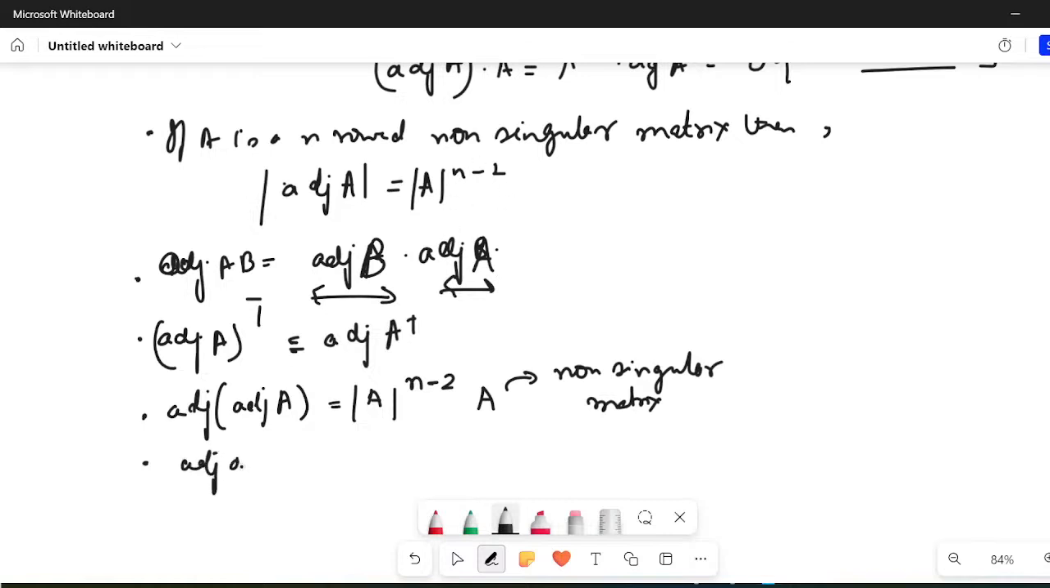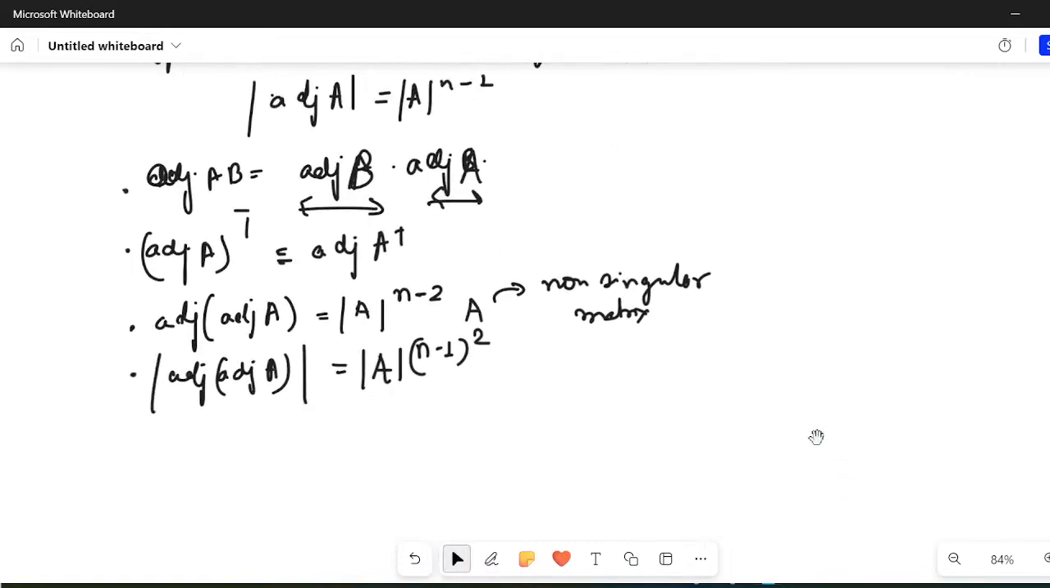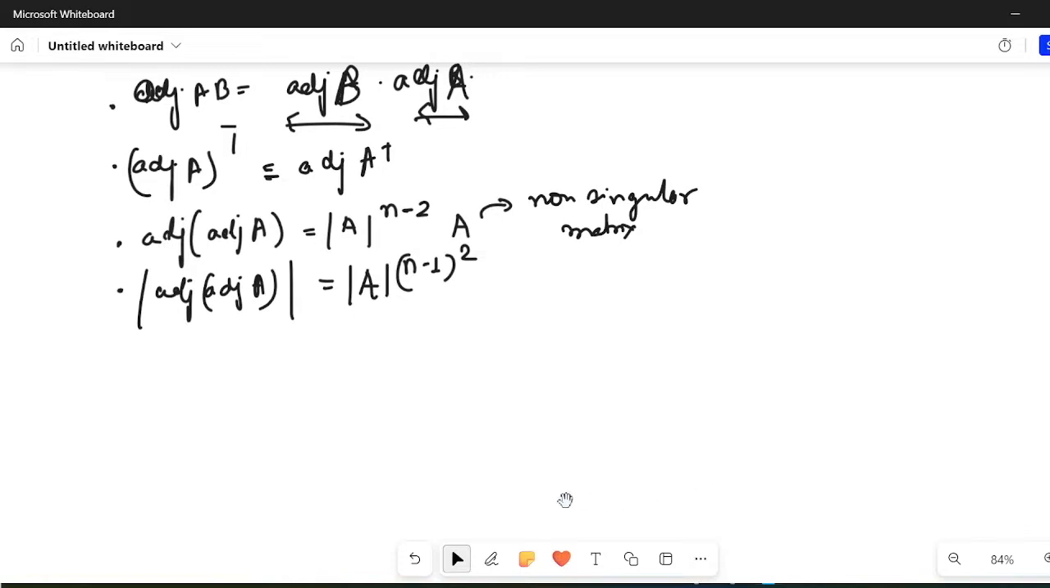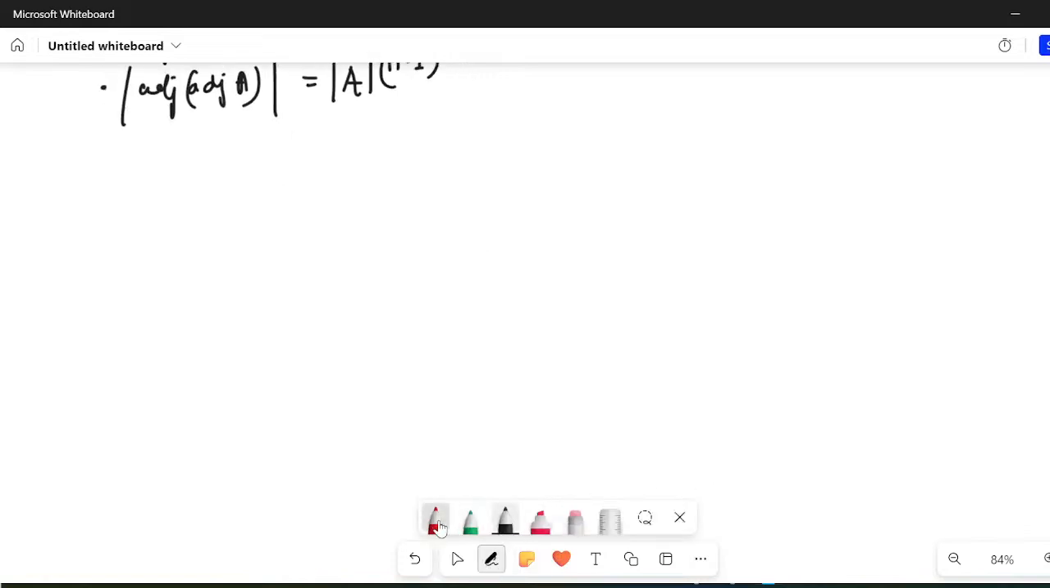Similarly, if I want to find the determinant of adjoint of adjoint A, then it is equal to determinant of A raised to power n minus 1, whole square. So all these properties, just keep them in mind. They're not going to be asked in your examination, fine, but still keep these things in mind. Update your notes accordingly. And now let us do a simple problem on this so that you are able to understand what I wanted to teach.